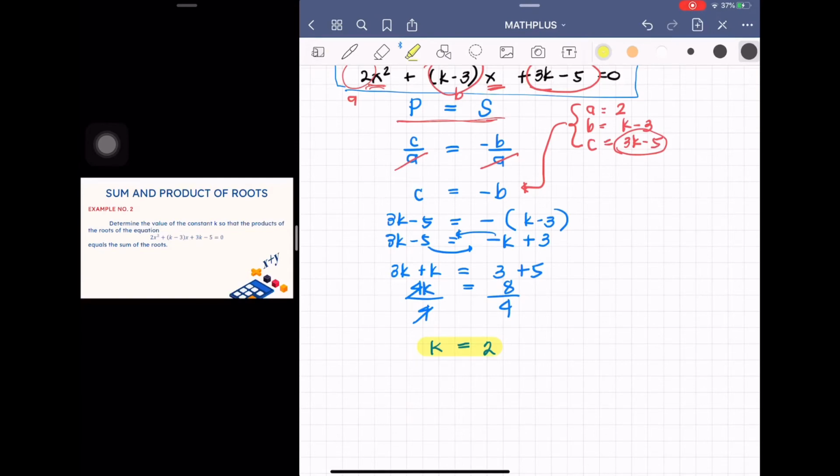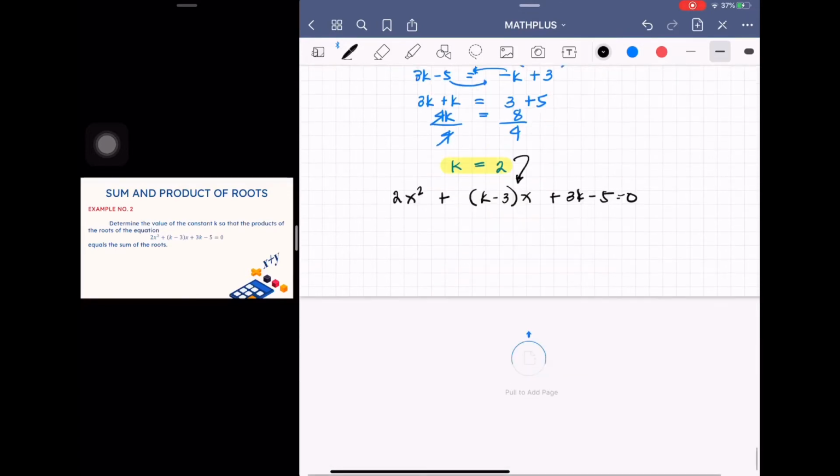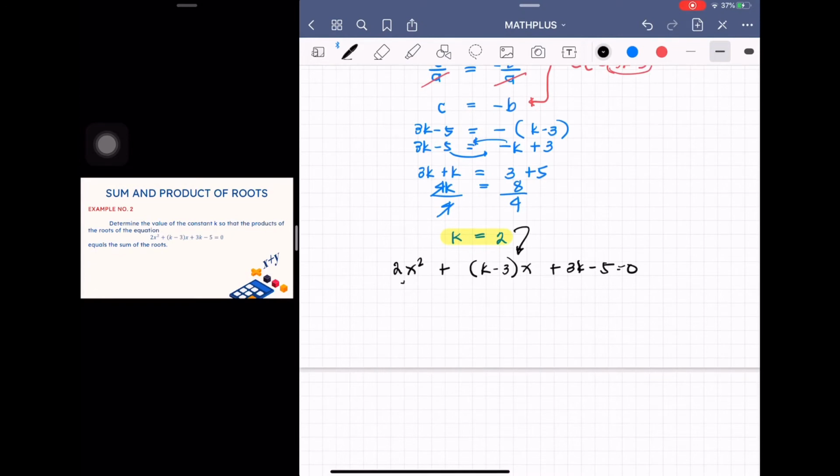So if you want to check again, get the original equation. So that's 2x squared plus k minus 3 times x plus 3k minus 5 equal to 0. We substitute in place of k, 2. So that will result to 2x squared plus 2 minus 3 x plus 3 times 2 minus 5 equal to 0. So we get there 2x squared minus x. So that's 2 minus 3 is negative 1. 6 minus 5, that's positive 1, equivalent to 0.